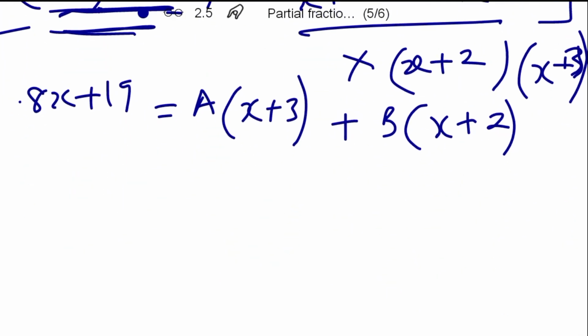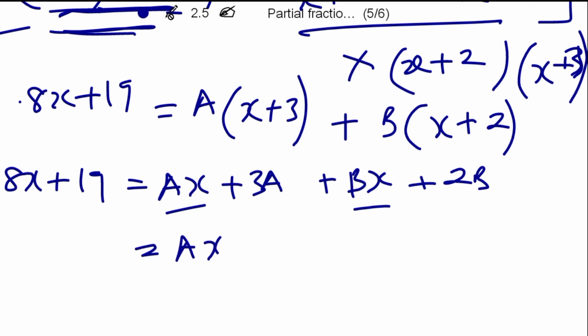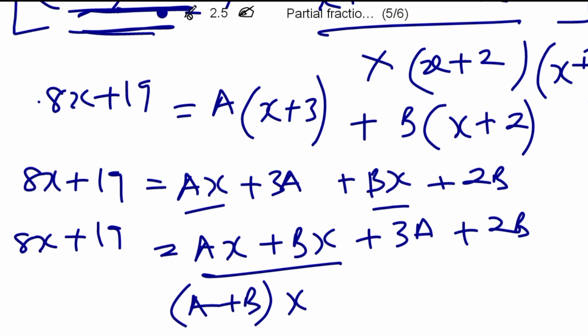So all we need to do now is, for 8x plus 19, expand the bracket. We have ax plus 3a plus bx plus 2b. Now we need to collect like terms: ax plus bx plus 3a plus 2b. This can be simplified as (a plus b) times x, factorizing x, plus 3a plus 2b. This one doesn't have an x value.